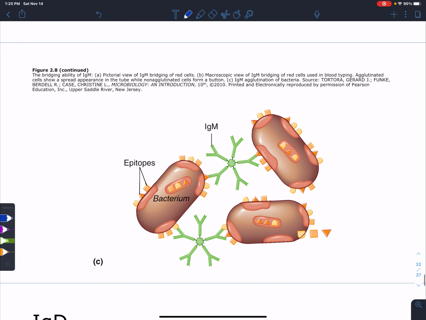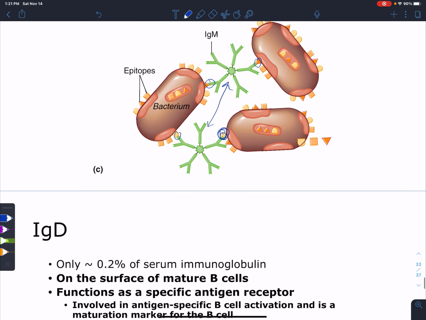And here's another picture of how IgM can attach. See, these are specific, and this shows different ones. So this would actually be a different IgM antibody than this one because they attach to different sites.